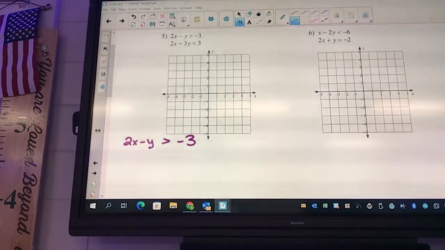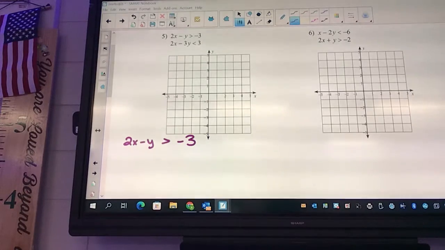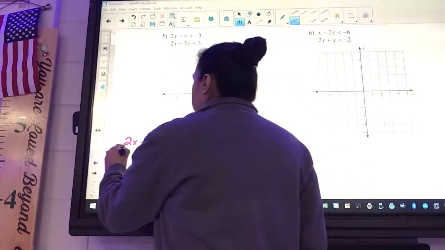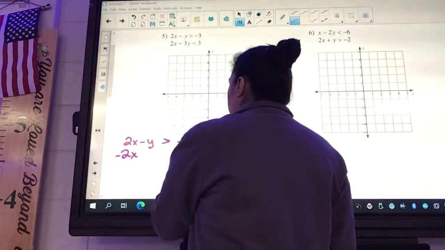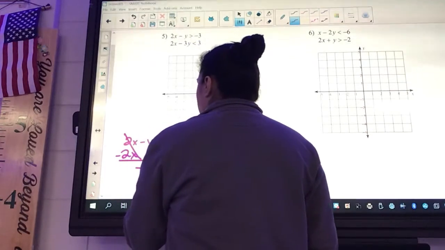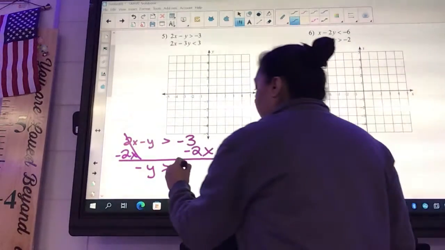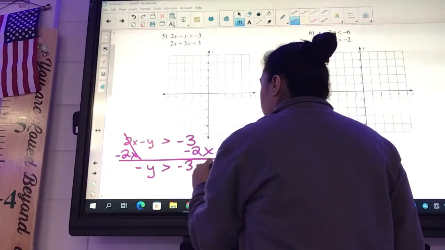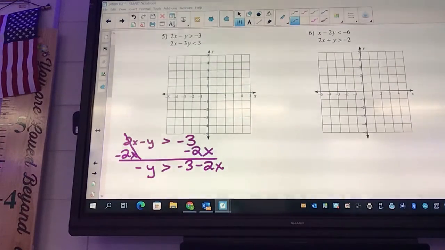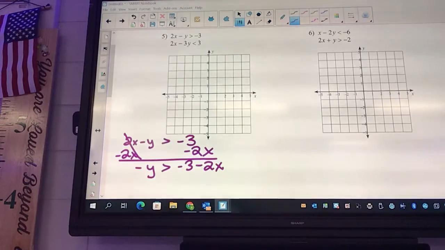Okay, your first step is always going to be to add or subtract the x's. So, in this case, you need to do what? Subtract them. So we're going to say minus 2x minus 2x. So I got negative y is greater than, in this part you just write as a straight line. So you're just going to say negative 3 minus 2x. Okay, we didn't change anything. You just kind of rearranged it. Instead of writing it up and down, you're going to write it sideways.